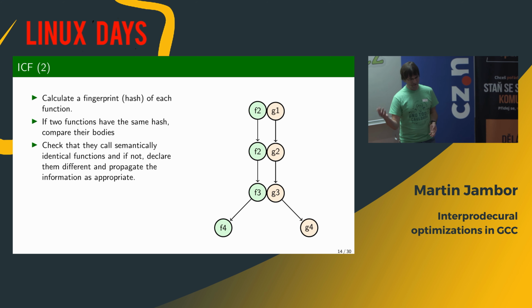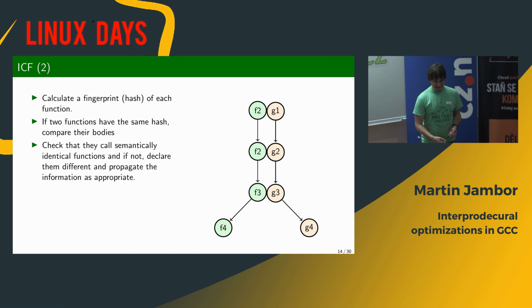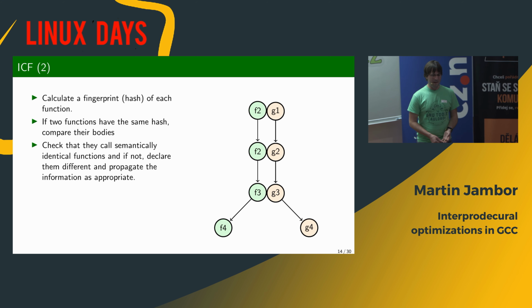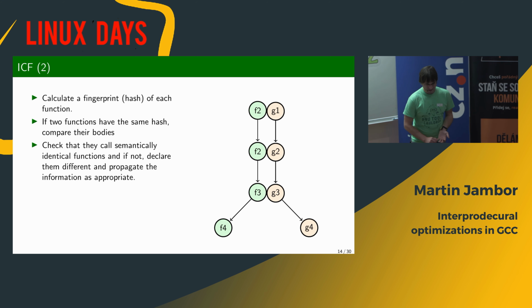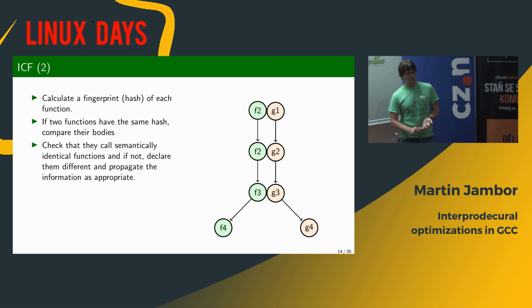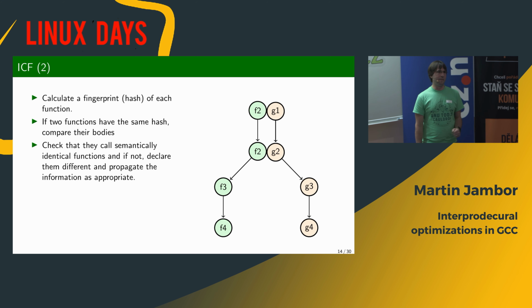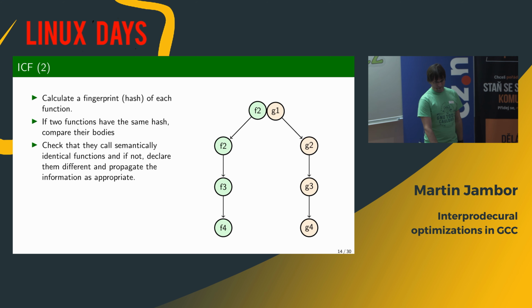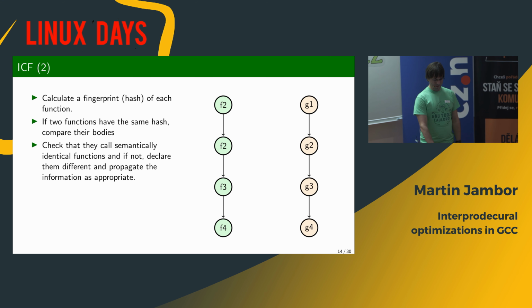So in the example on your right, that's supposed to be F1, G1, sorry, and F2, G2, F3, and G3. These pairs are considered to be identical, but we unfortunately realize that down at the bottom, F3 calls F4 and G3 calls G4, but G4 and F4 are not the same. They somehow differ, unfortunately. And then we have to go back and we have to declare F3 and G3 different, F2 and G2 different, and F1 and G1 different.